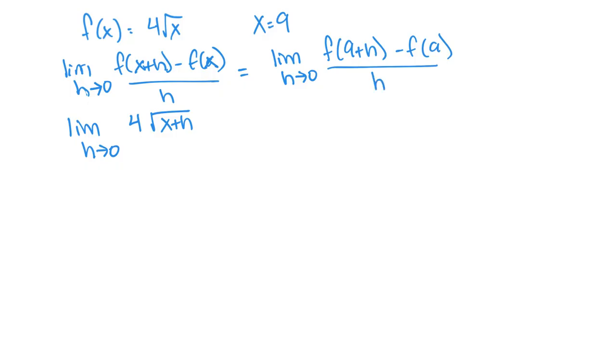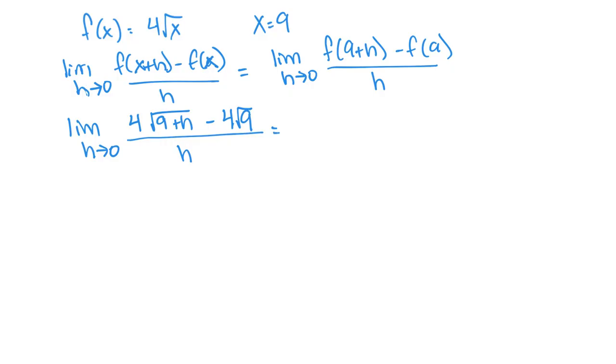So my equation, instead of x, should have a 9. So 4 times the square root of 9 plus h minus f of 9, so minus 4 times the square root of 9, all over h. Okay, so let's simplify this.